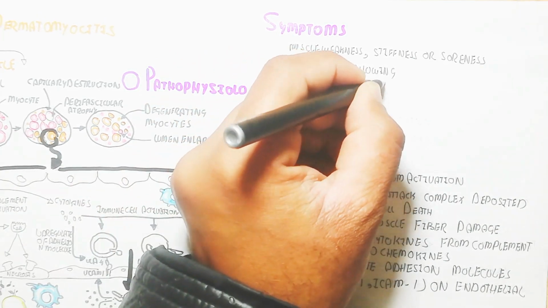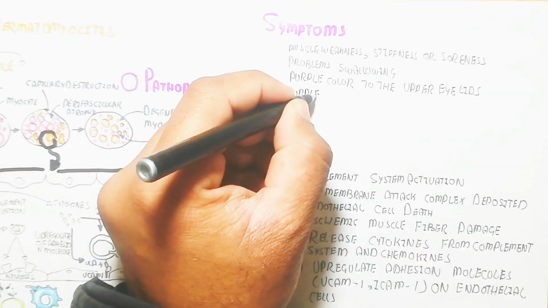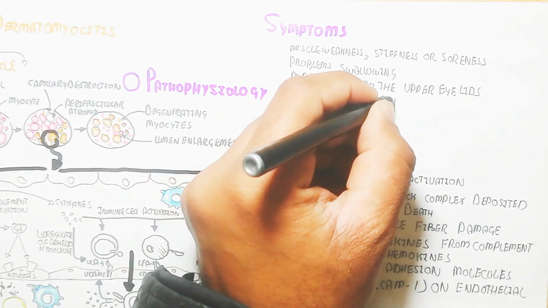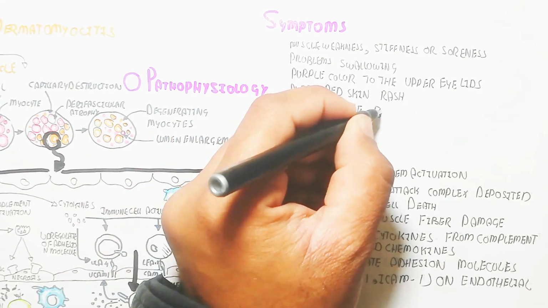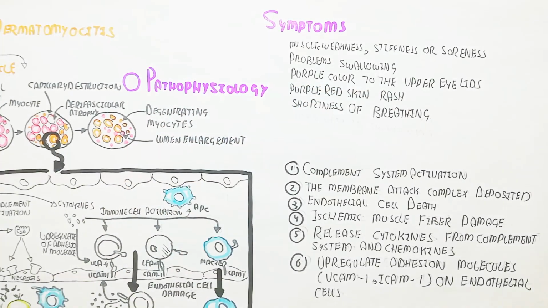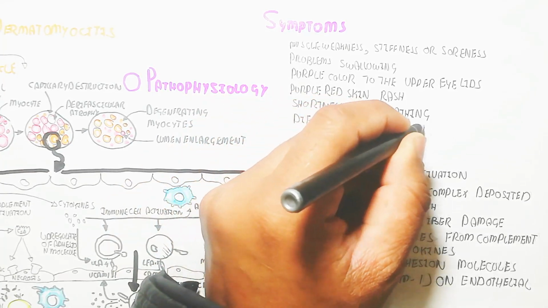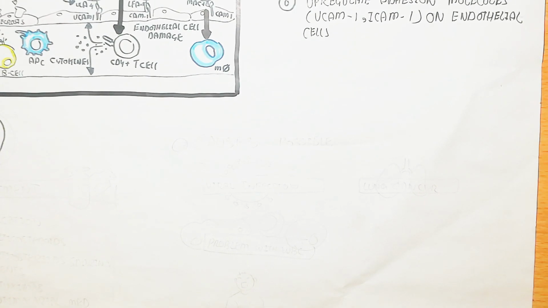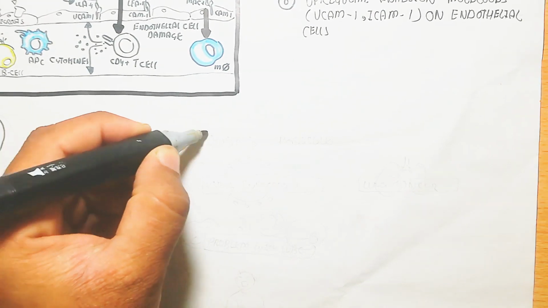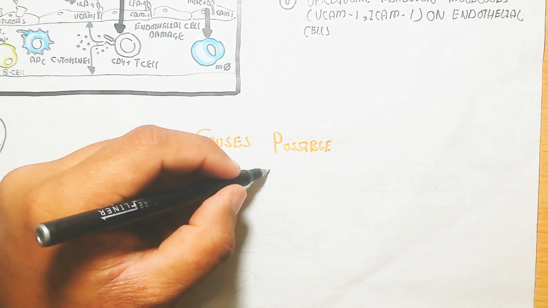So the symptoms are muscle weakness, stiffness or soreness, and problems during swallowing, purple color of the upper eyelids, purple-red skin rash, shortness of breath, and difficulty in swallowing. Basically you can see this.